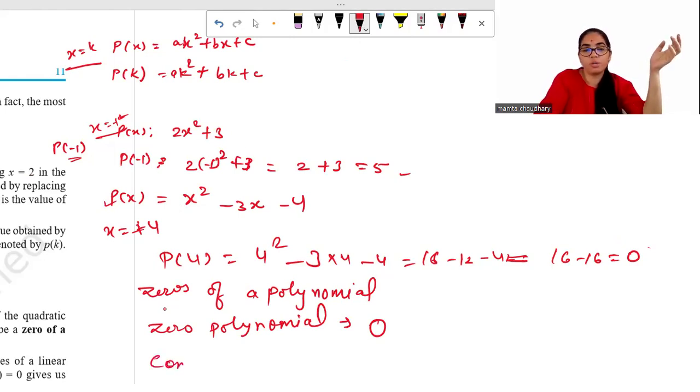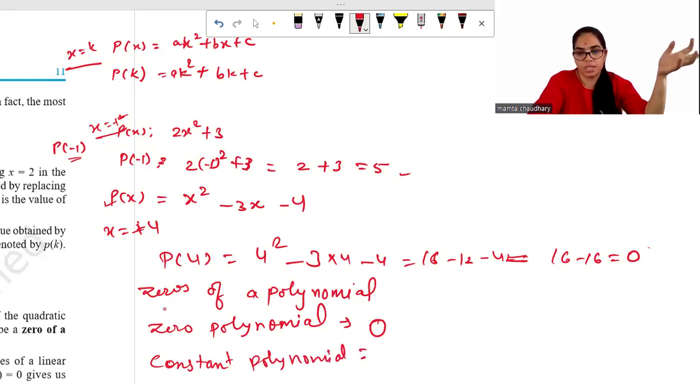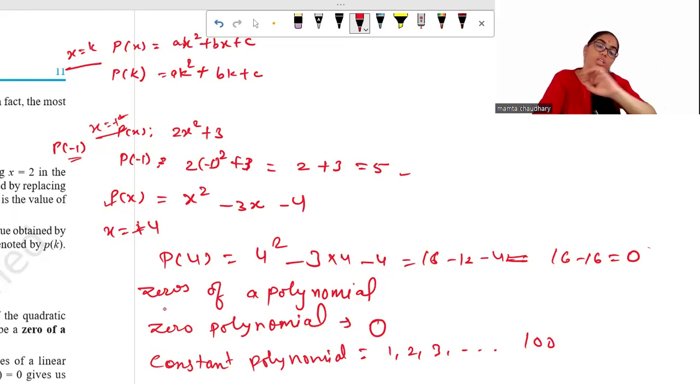Next comes the constant polynomial. It means simple numbers. For example, you can take 1, 2, 3, or 100, any value you can take. So these are all called constant polynomials, right?